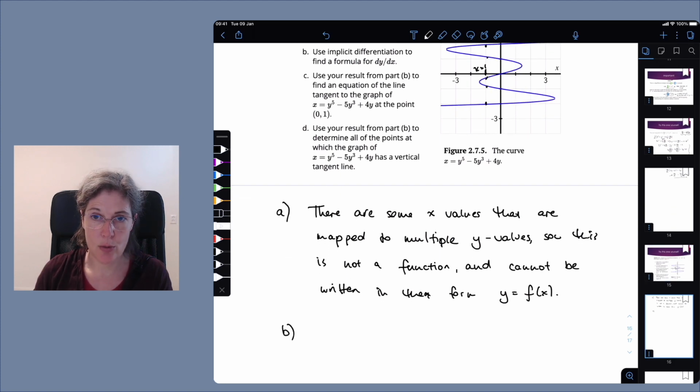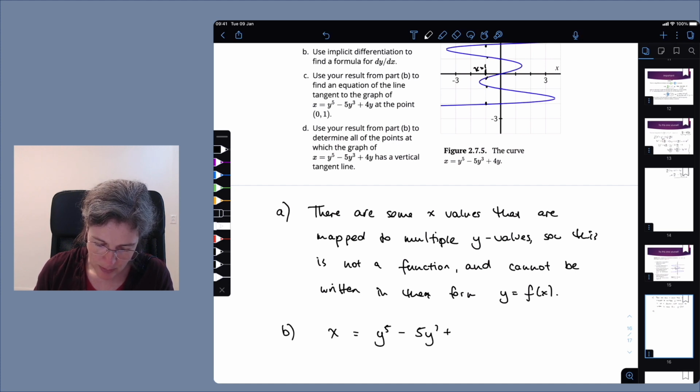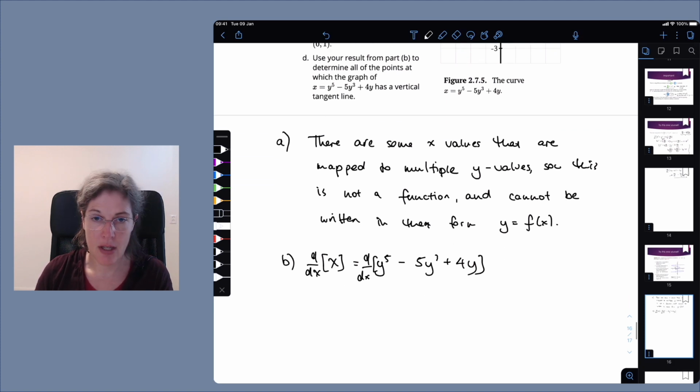So now we want to use implicit differentiation to find the derivative of this crazy function. We've got x is equal to y to the 5 minus 5y cubed plus 4y. And we're going to take the derivative on the left, and we're going to take the derivative on the right. Okay, here we go. So the derivative of x with respect to x, pretty straightforward. We know that that's just equal to 1.